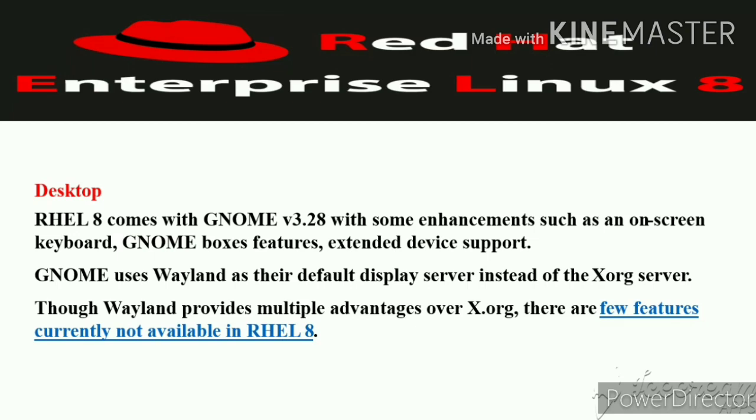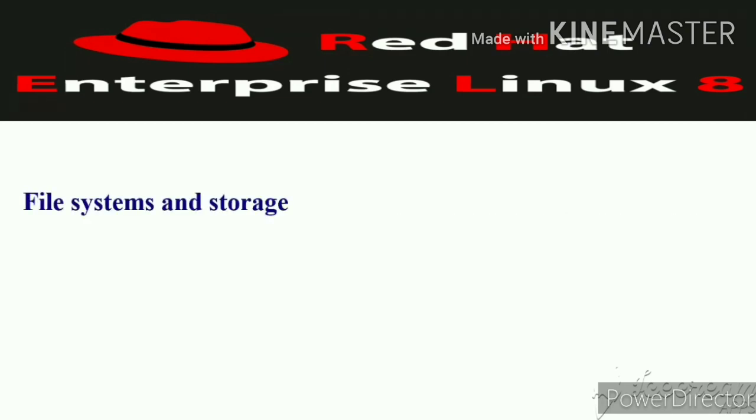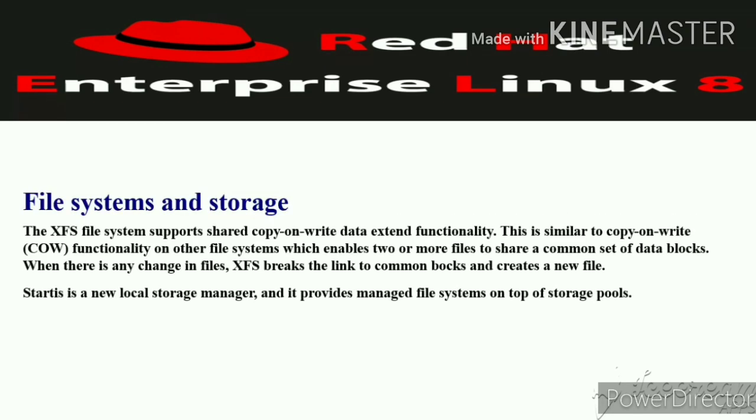GNOME uses Wayland as the default display server instead of the X.org server. Though Wayland provides multiple advantages over X.org, there are a few features currently not available in RHEL 8. File system and storage. The XFS file system supports shared copy-on-write data extents functionality. This is similar to copy-on-write functionality on other file systems, which enables two or more files to share a common set of data blocks. When there is any change in a file, XFS breaks the link to the common blocks and creates a new file.